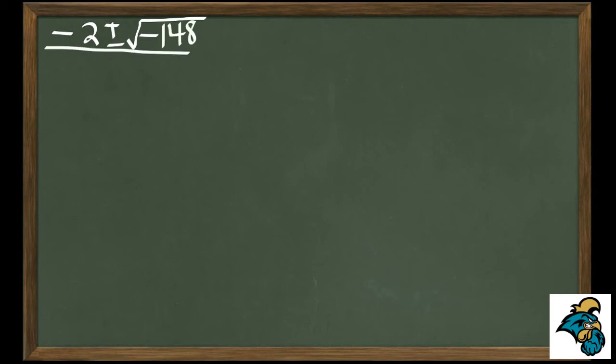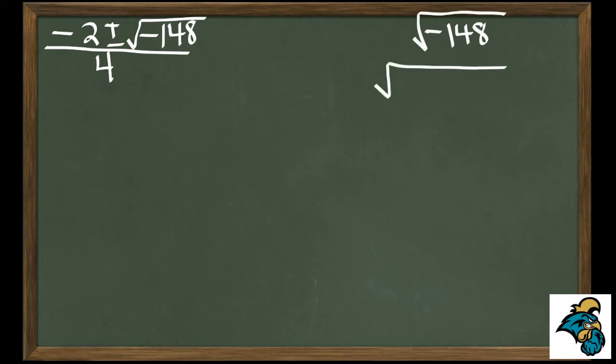Now I have it simplified, but I haven't reduced it as far as I can go. So let's go ahead and get a new screen so you can see how to reduce it. So again, I was left with negative 2 plus or minus the square root of negative 148 divided by 4. So this is very similar to where we left off in the last section, but now I have a negative under the radical. But we know how to work with that. So let's go over here.